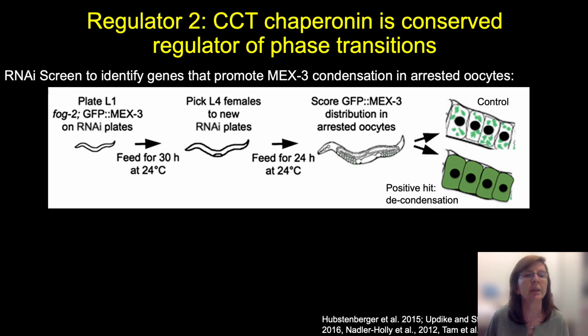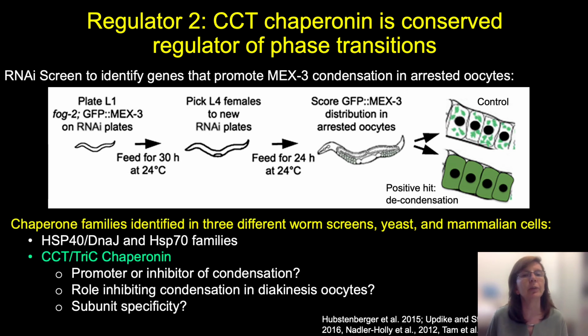This screen was very effective, and we identified multiple chaperone families. Chaperone families have also been identified in 2 additional worm screens, as well as in yeast and mammalian cells, as regulators of RNP granules. The chaperone family I'm going to talk about today is the CCT or TRiC chaperonin family. Although the chaperonin has been implicated in all of these diverse studies, we noticed some intriguing differences. In some studies, CCT appeared to promote condensation, while in others, it was a very potent inhibitor of condensation.